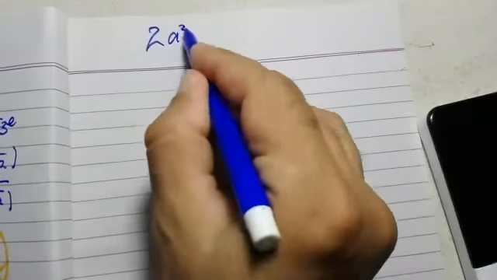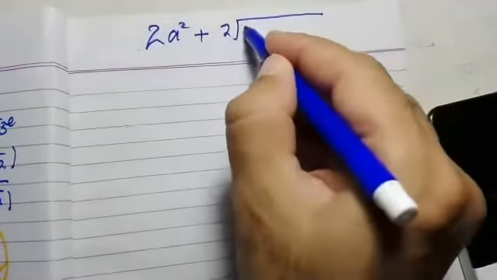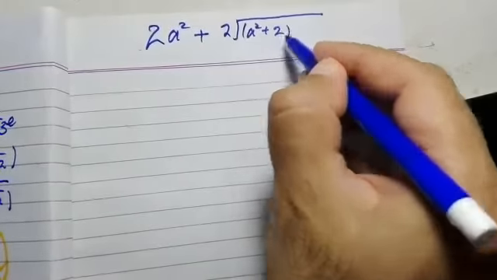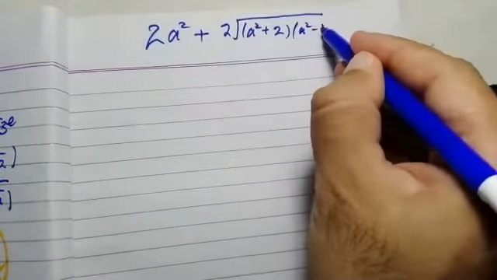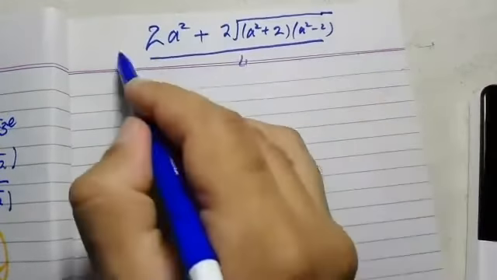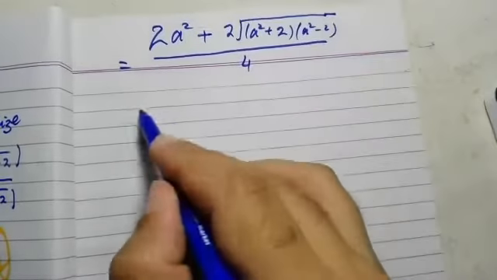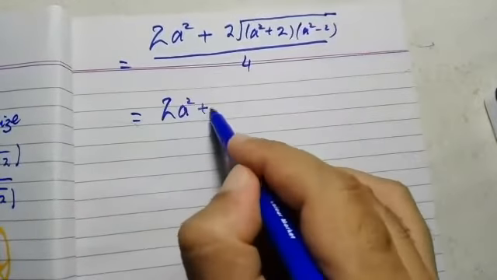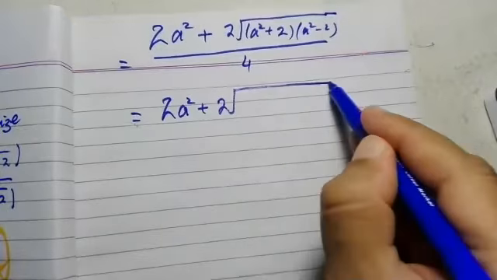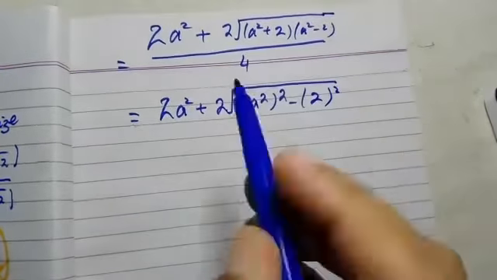I will write it on the next page. It will become 2 times a square plus 2 times the radical. I will rewrite it, then I will solve it for you, because the rest of the question is on the back page and I need to show you the calculations right here. This is 4. Whatever is in the radical sign, we will simplify it. It means 2 times a square, this is 2 a squares whole square, and 2's whole square.